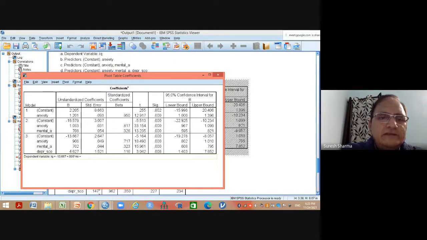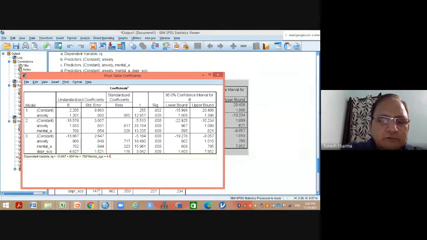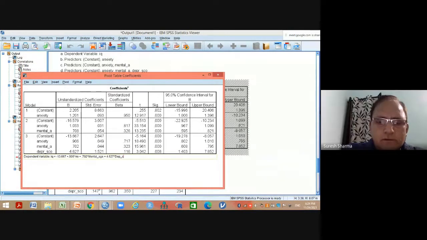Then plus 0.702 multiply with mental age. Plus 4.627 multiply with depression score. Right? So this is your final equation which you have to report.